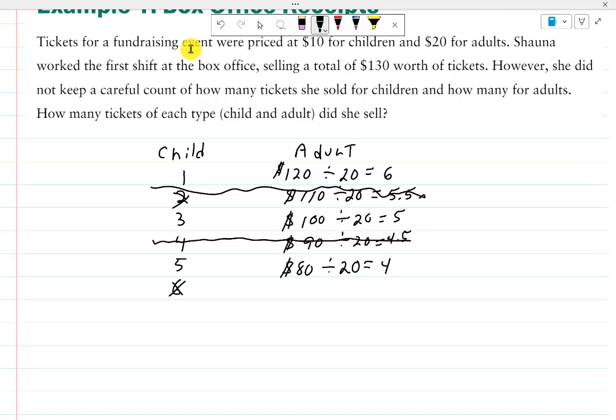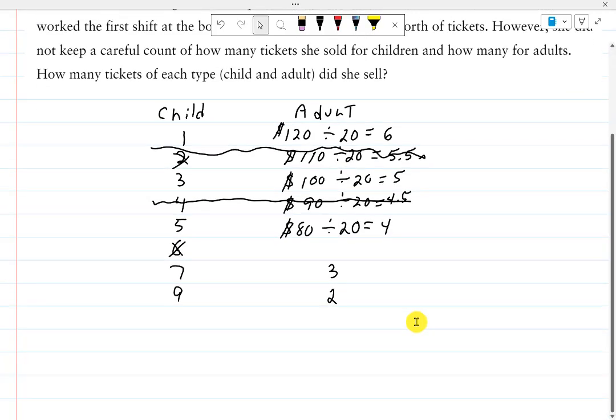Not only do I see a pattern here, I don't have to do any more computation, because as the odds go 1, 3, 5, and then 7, the adults are going down 1 unit. So here we'll have 3 adults. And then that's all I got to do from now on. 9, 2, 10, sorry, I made a mistake, 11, and 1. So we have a total of 1, 2, 3, 4, 5, 6 possibilities.